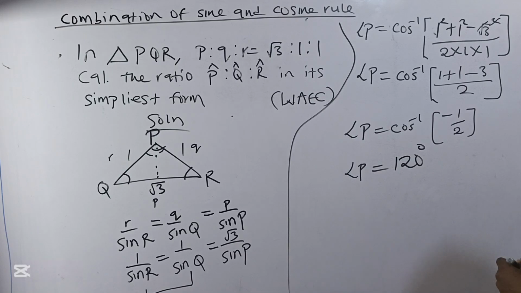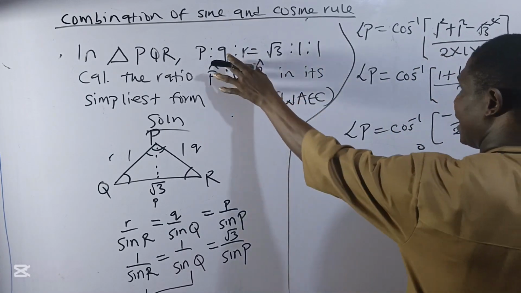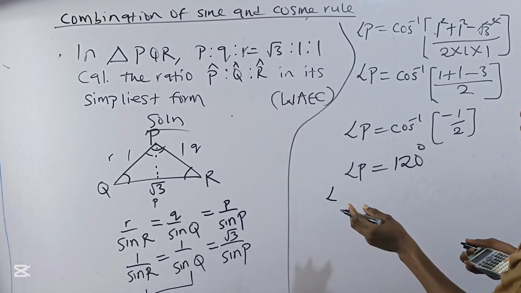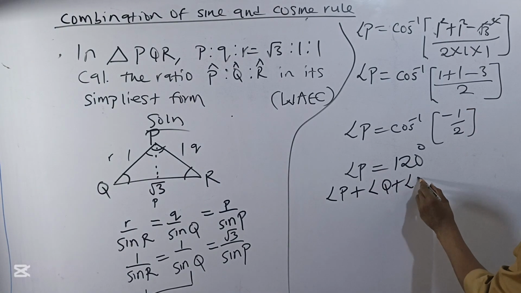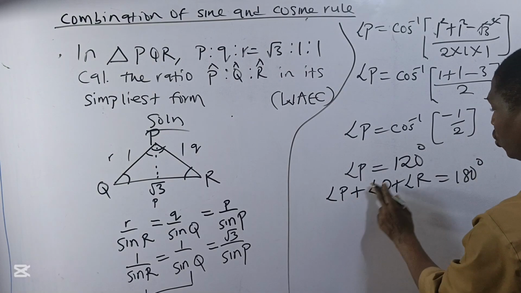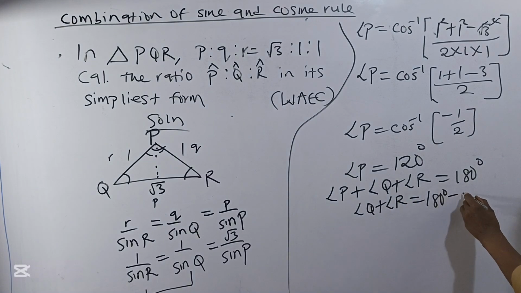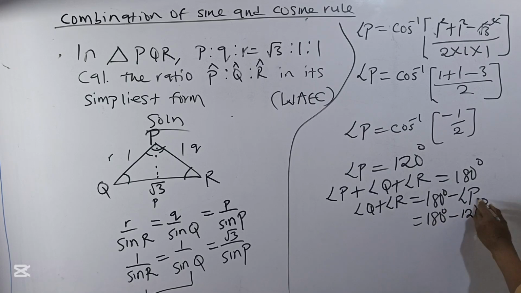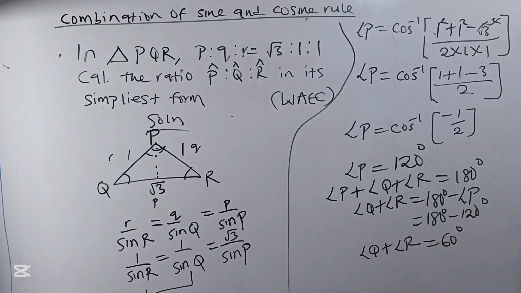If angle P is 120 degree, and we know that Q and R are of the same ratio 1:1 in terms of size, since their sides are equal, their angles will also be equal. So I can simply say angle P plus angle Q plus angle R will be equal to 180 degree. And angle P is 120 degree, so angle Q plus angle R will be equal to 180 degree minus angle P, which equals 180 degree minus 120 degree. So angle Q plus angle R is equal to 60 degree.